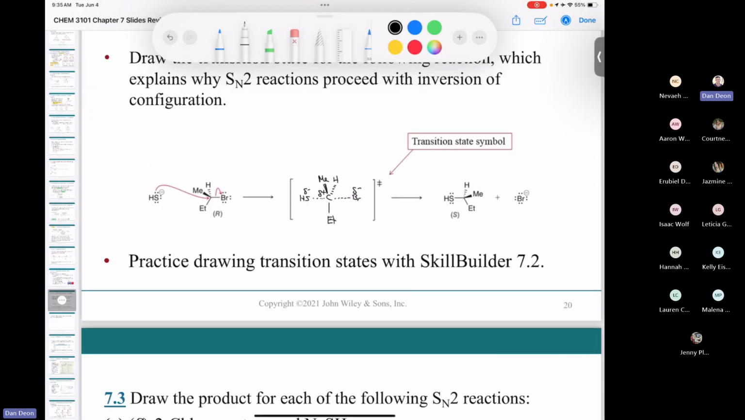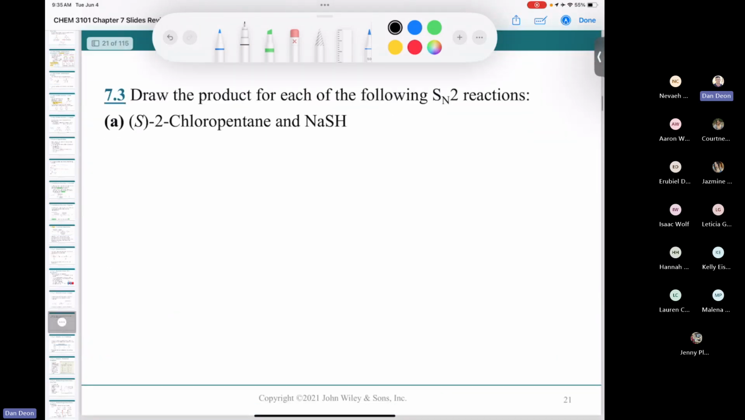And again, I don't make my students draw transition states, but it's a good idea to understand where it comes from. So now it says, draw the product for each of the following SN2 reactions. Well, there's only one here, and it's a reaction with S-2-chloropentane and this sodium thiolate here. So NaSH. So we have an ionic compound. So if we have the cation, which is a spectator, and then we have the sulfhydryl ion here, right? This is going to be our nucleophile, right? This is a good nucleophile.